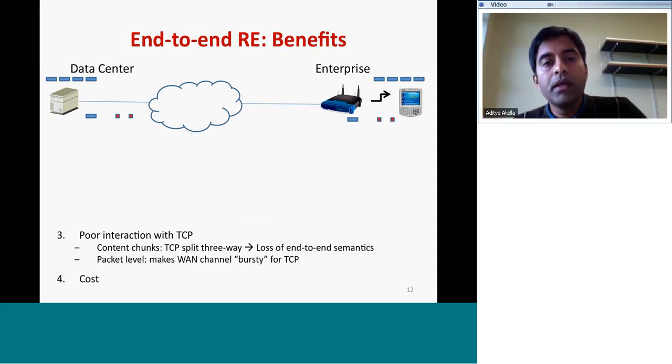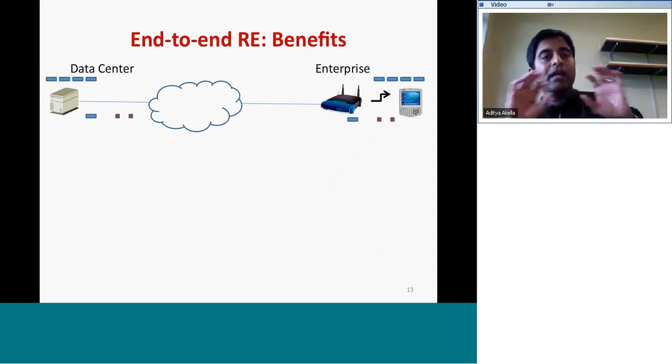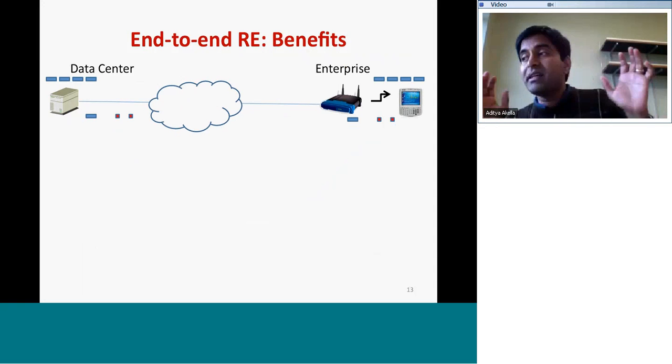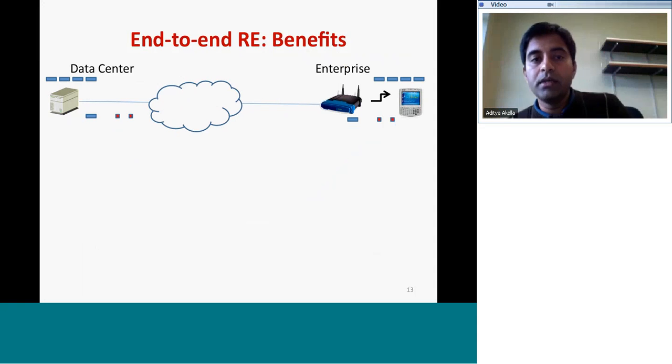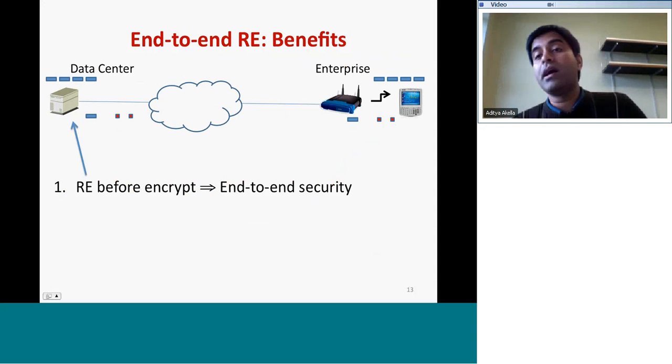Okay. So in the rest of this talk, I'm going to make a case for figuring out the right way. I'm going to make a case that the right way to do redundancy elimination is to push it to the endpoints, do it between the servers in the data center and directly on endpoints. I'm going to call this end-to-end RE, or EndRE. The first advantage is that it accommodates security and encryption more cleanly. You can do redundancy elimination before you encrypt, provided you do it at the right layer.